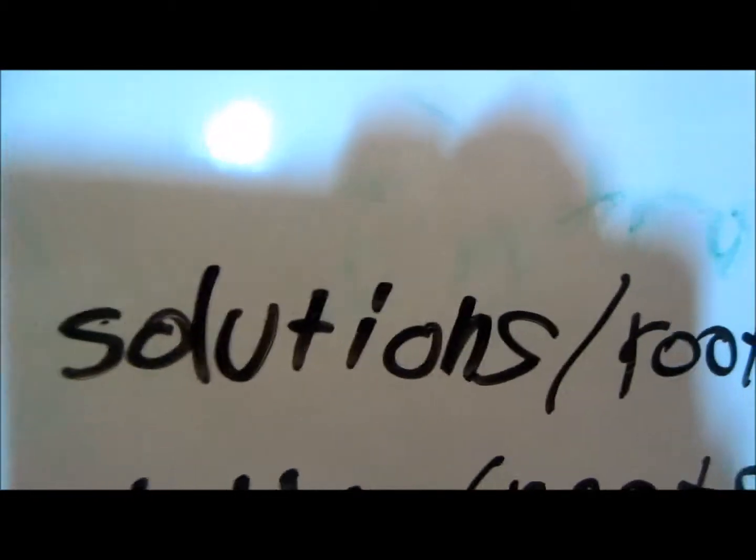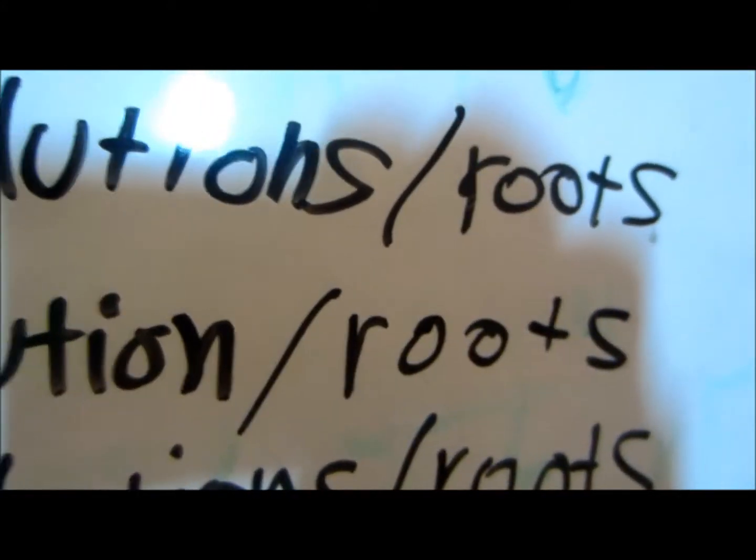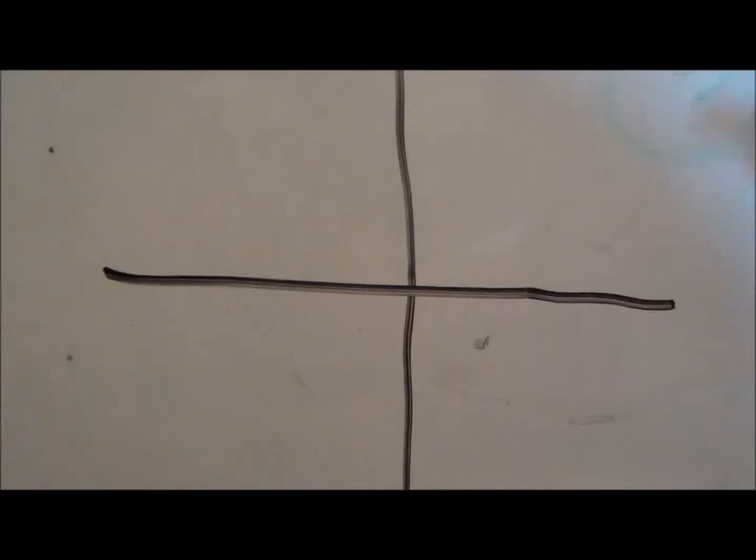If the discriminant is more than 0, there are two solutions, or roots. If it is equal to 0, there is only one solution, or one root. If the discriminant is less than 0, it is not possible, there is no solution.